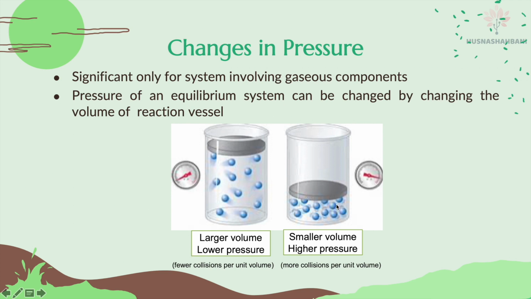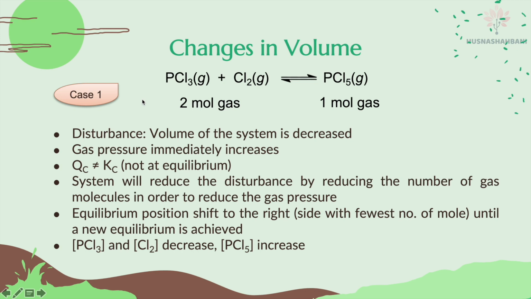In a small volume or small container, more collisions per unit volume can occur. So more collisions means higher pressure. So these are the differences between a large volume container and a small volume container. It produces different pressure. Case number 1. Changes in volume. The disturbance is that the volume of the system is decreased. When the volume of the system is decreased, the gas pressure will increase.